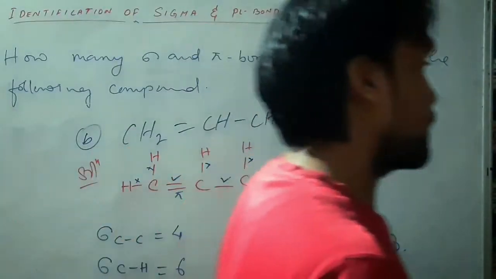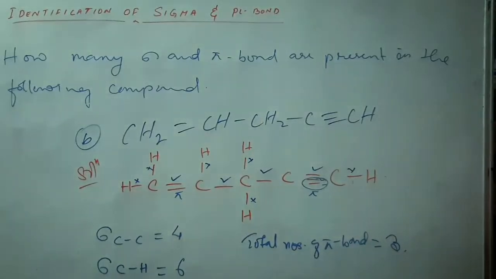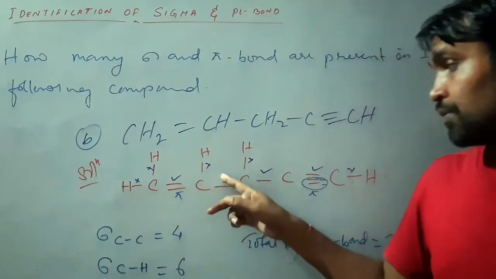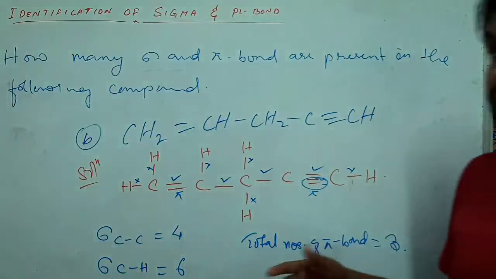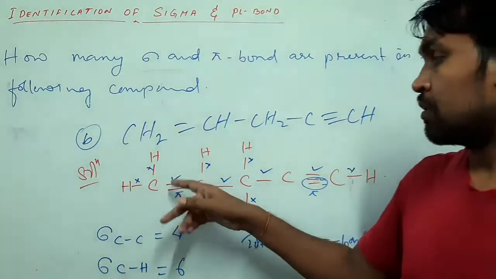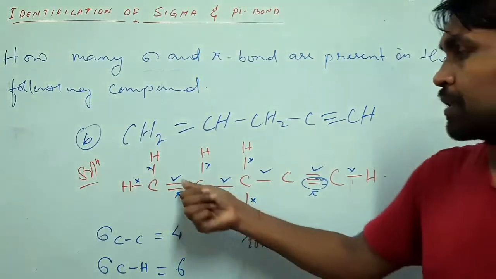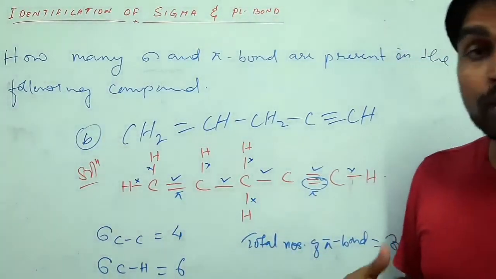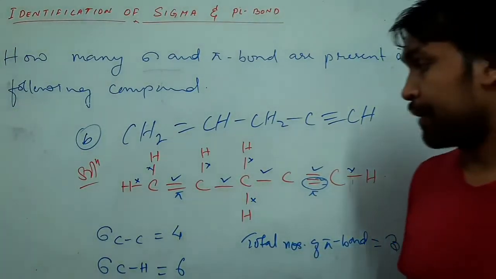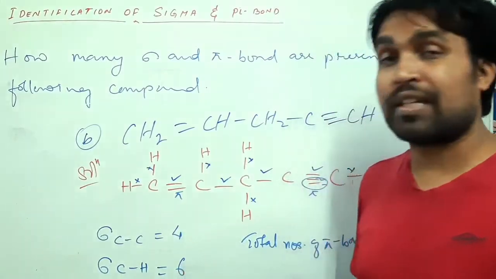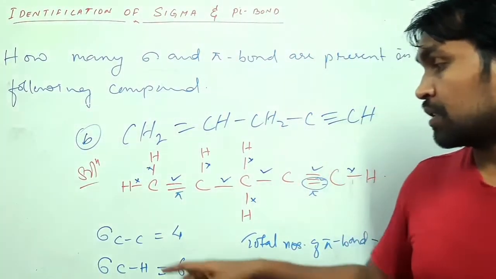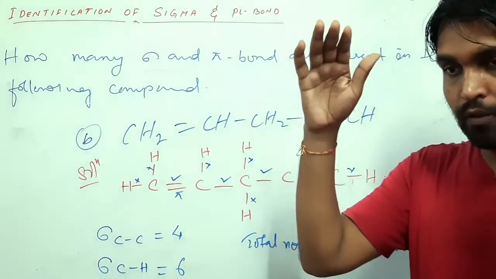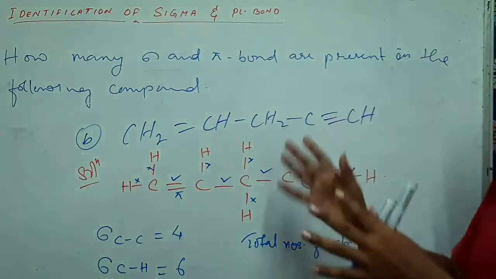I hope you are understanding it, dear students. It is very easy. So the total number of sigma bonds between carbon and carbon is 1, 2, 3, 4. So we have written here 4. The total number of sigma bonds between carbon and hydrogen is 6. So this is between carbon-carbon and carbon-hydrogen, category wise. Now we are going to find out overall in this compound what the total number of sigma bonds is.